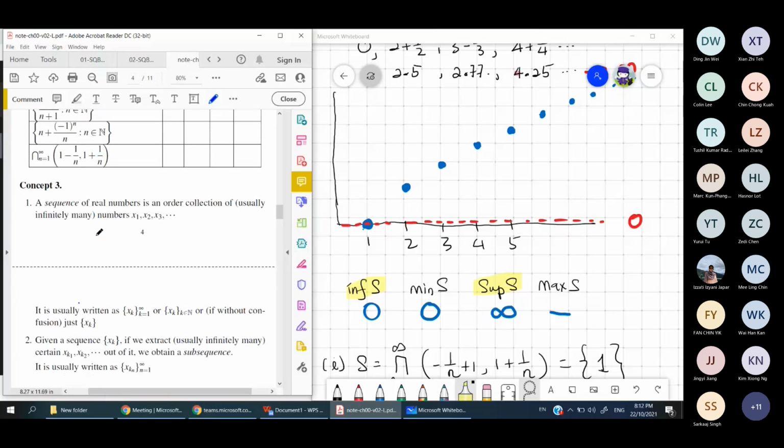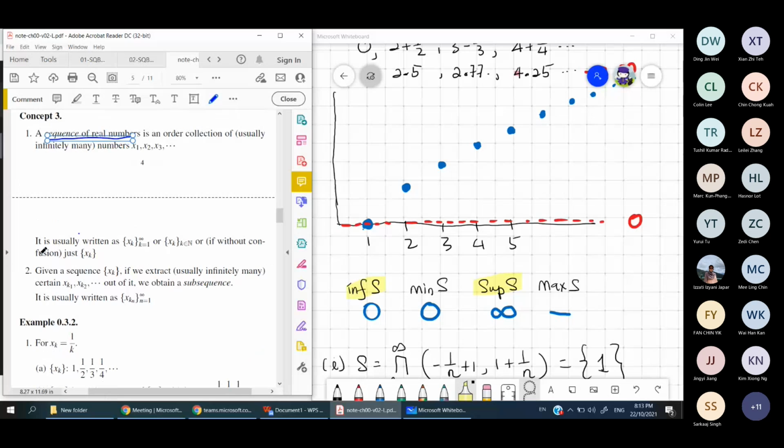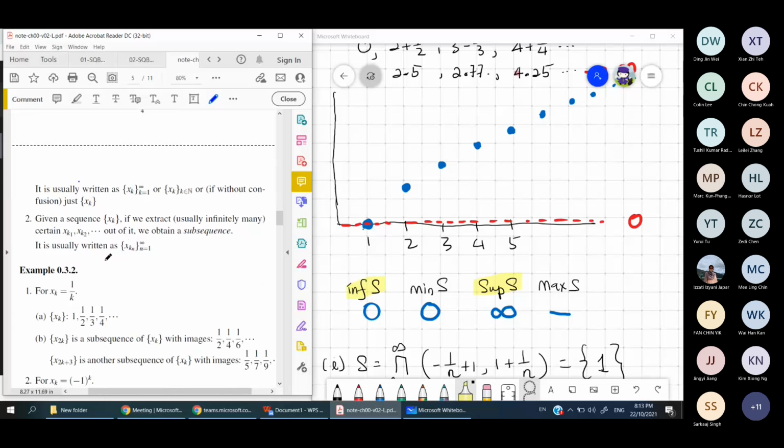Okay, next we move to one of the main objects here: sequence of real numbers. So again, we have discussed it just now. A sequence of real numbers is a collection of infinitely many numbers, so x1, x2, x3. Okay? So I think it's like what you have learned in calculus. We just use the notation xk, k from 1 to infinity, to denote a sequence. And we also have the idea of a subsequence.